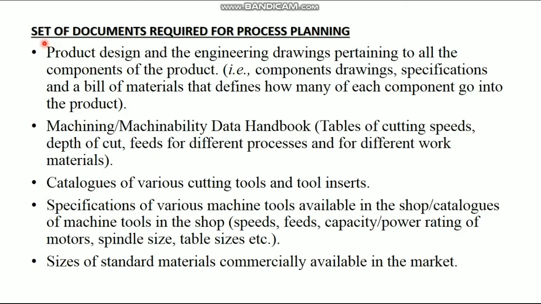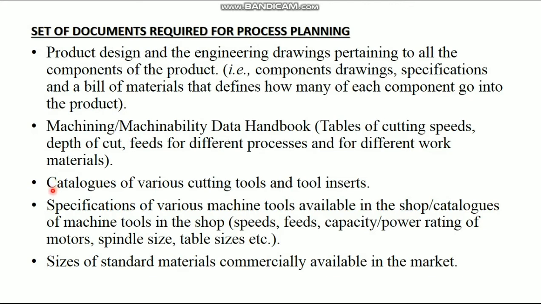You can see the set of documents required for process planning. The product design and engineering drawing pertaining to all the components of the product, that is, drawings, specifications, and bill of materials, which defines how many of each component go into the product. Second, machinability data handbook, then tables of cutting speed, depth of cut, and feeds for different processes and for different work materials.